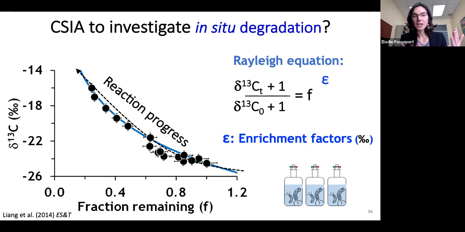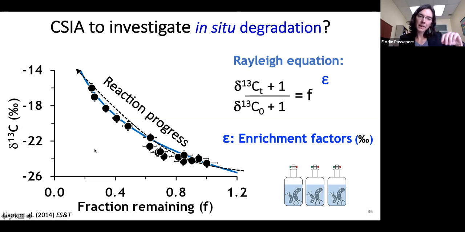And hence, experiments of this type are done, for example, a microcosm experiment where you collect samples over time, or the phototransformation experiments that I will show you. And so over time, you collect samples that you analyze for concentration, and you can express the concentration as a fraction remaining. So this is C over C0, if you wish. And you also measure the delta value.